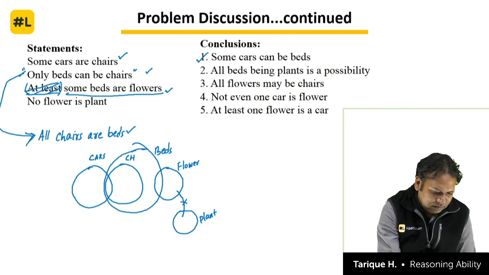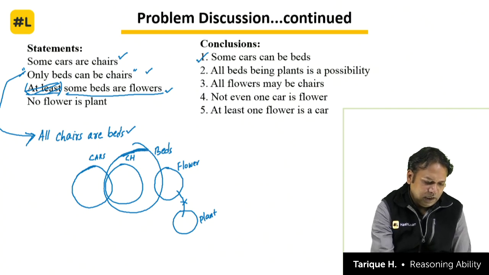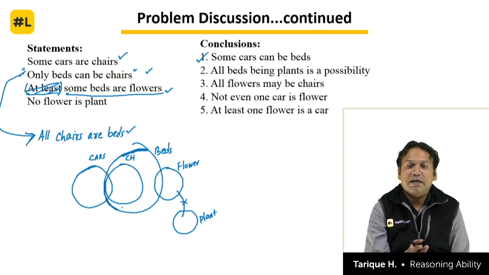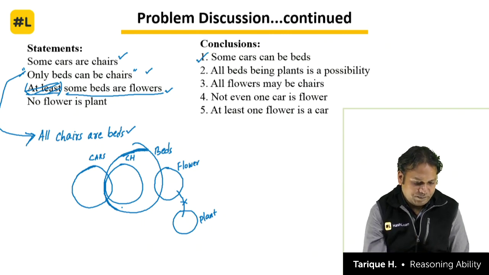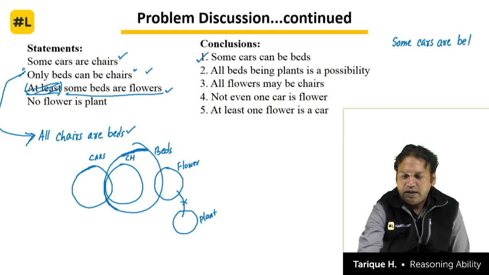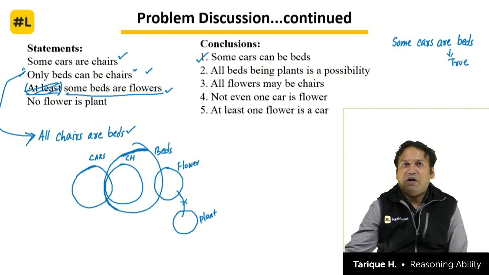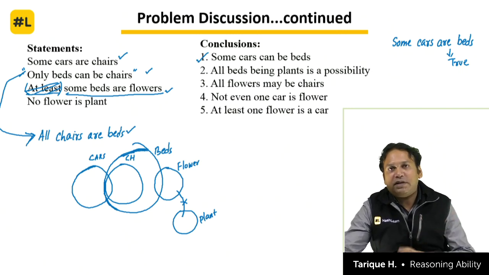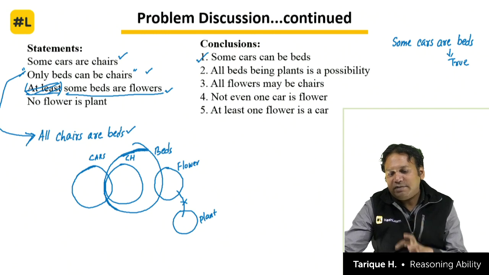If you look at the car circle and the bed circle, you can clearly see that the car circle and the bed circle are overlapping. There is no doubt about that, right? The car circle and bed circle are overlapping. That means that some cars are beds is true. There is no doubt about this. There is no if and but. There is no case about this, right? Some cars are beds is true.